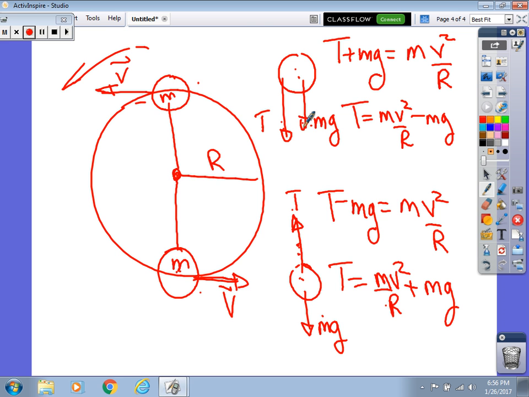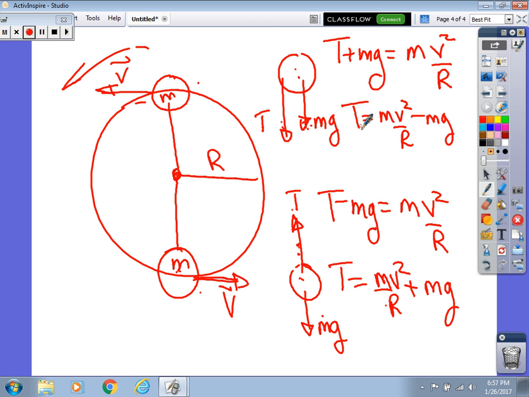Both of these two forces are holding it in the circle, right? And so tension doesn't have to work as hard because gravity is doing some of the job as well. That's why up here it's subtraction, and that's why this tension's a little bit less. What I want you to see is the overall process.